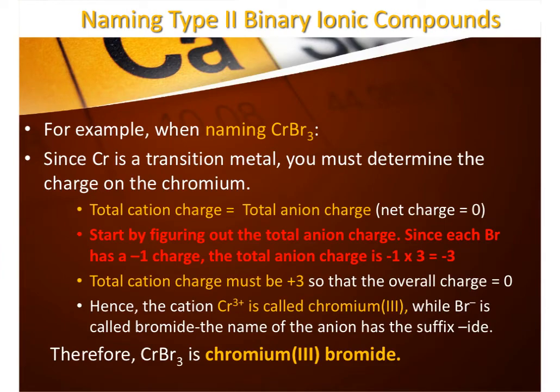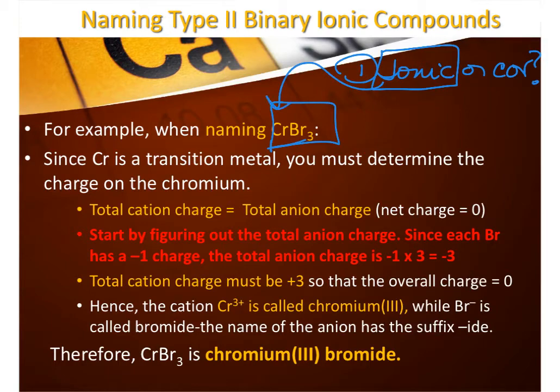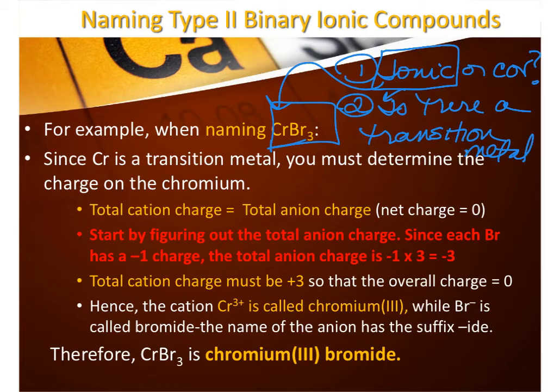Every time you see a formula, you should ask yourself a series of questions. One, is it ionic or covalent? That should be the first question because that's going to make a big difference. In this case, I know this is ionic because I know that chromium is a metal. The second question should be, if it's ionic, is there a transition metal? Because that's going to determine whether or not you have to use Roman numerals. In this case there are.